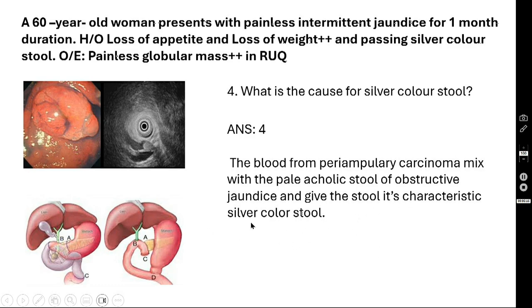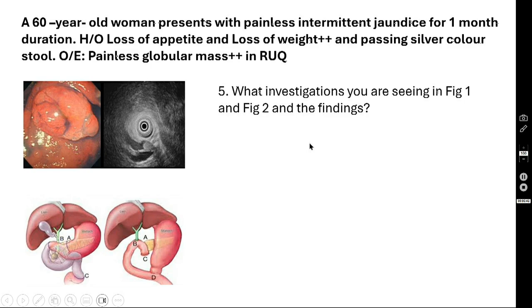Yeah, silver color to the fecal matter. This is the mechanism of how these patients get silver color stool. Silver color stool is nothing but the acholic stool plus the bleeding from this tumor. So it mixes with the acholic stool, producing the characteristic silver color stool.